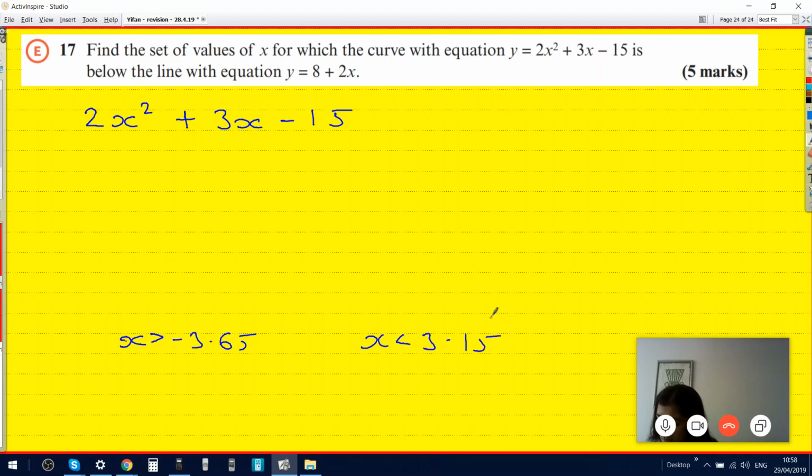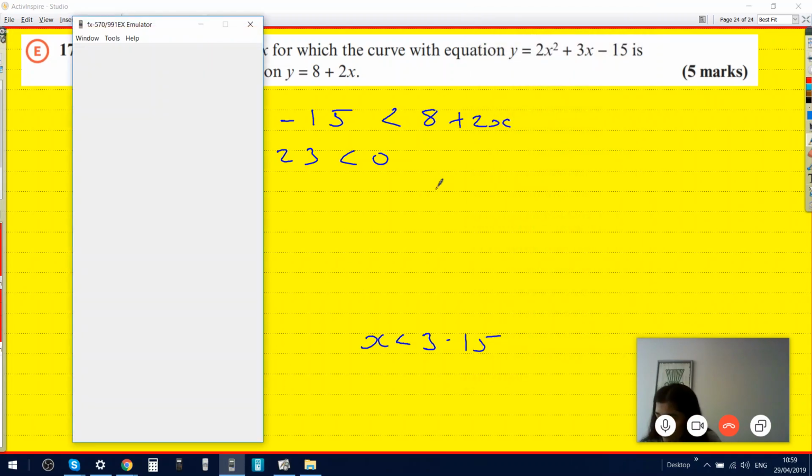3.15? Yeah. So that's a level of cheating even I hadn't predicted. So that is less than 8 plus 2x. And then just rearrange. Yeah. 2x squared plus x minus 23 is less than 0. And so, what calculator do I have open?